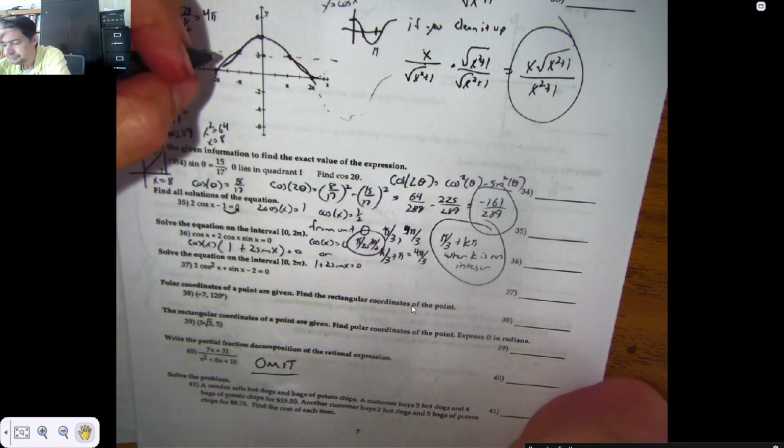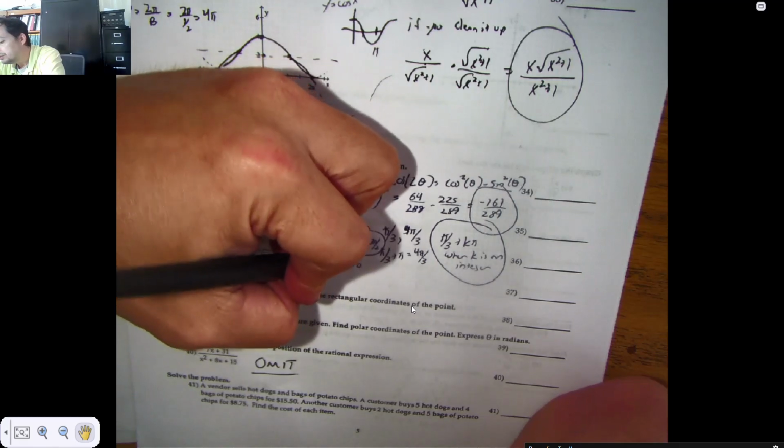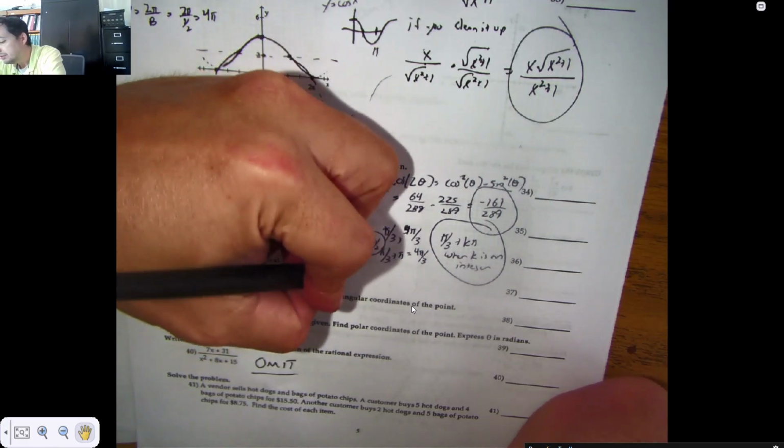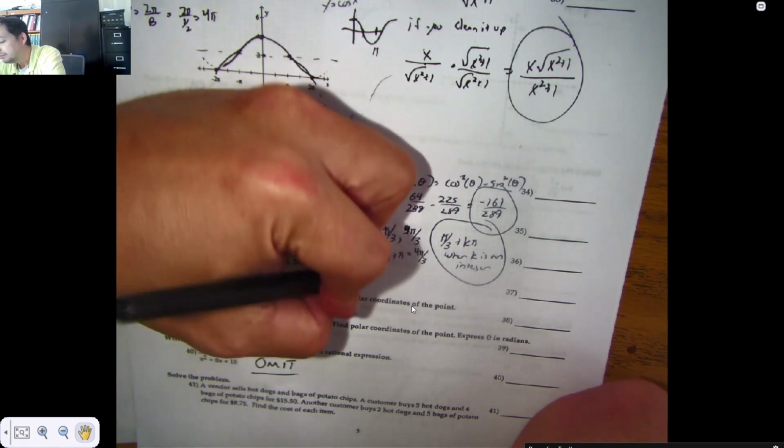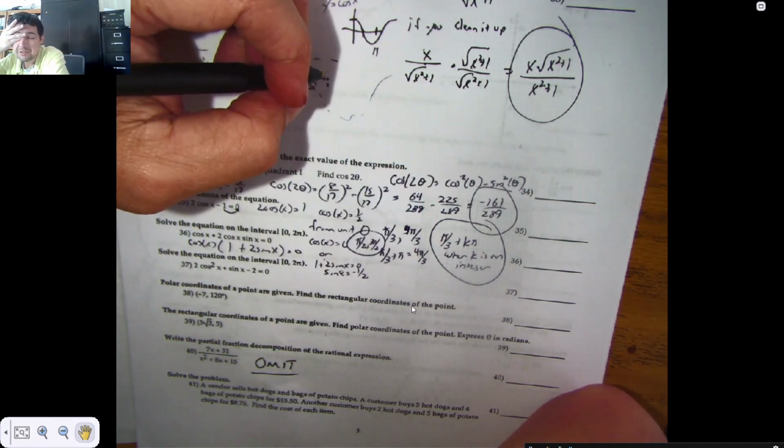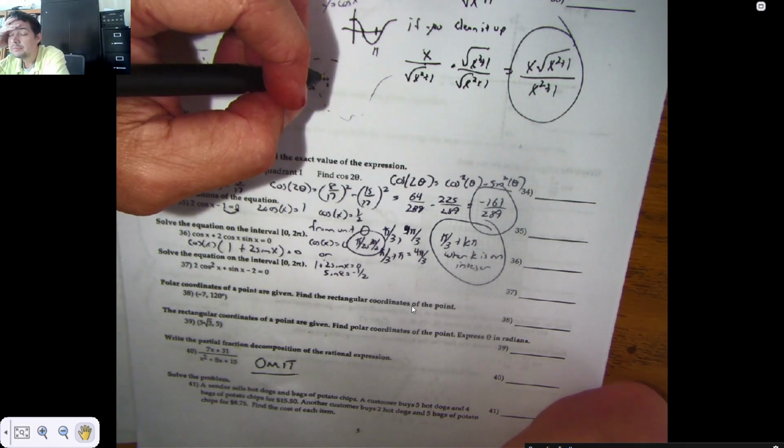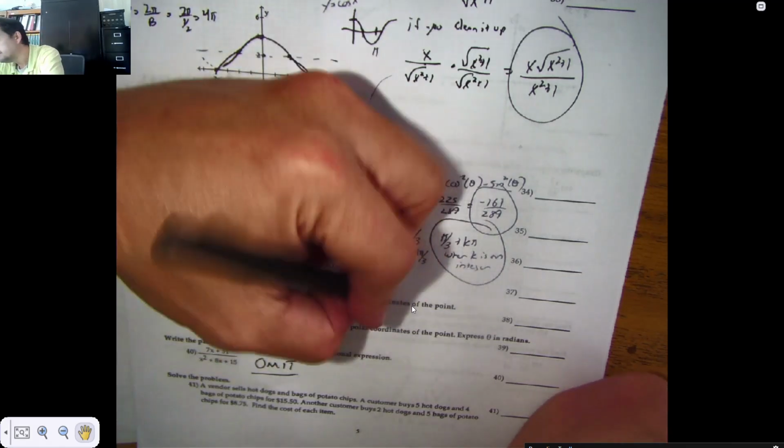There's two answers. This one is going to end up being sine of x equals negative 1/2. So where is the sine ratio negative 1/2? That's going to be down in quadrants 3 and 4. 7 pi over 6, and what else? 11 pi over 6.